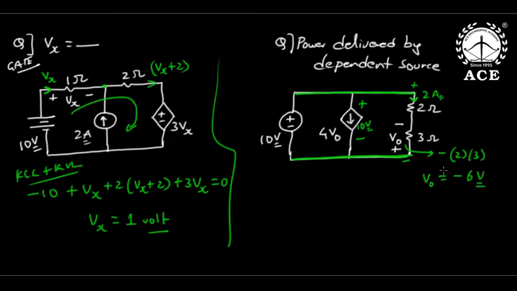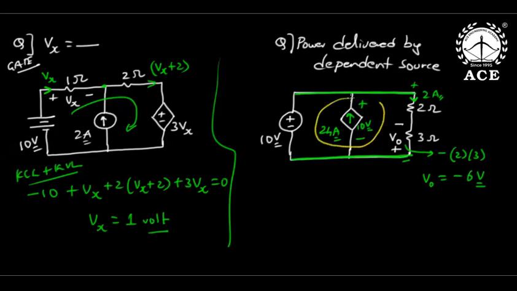So once V0 is minus 6, this is minus 24 amperes. Yes or no? When V0 is minus 6, please understand, this is minus 24 amperes down. Now listen carefully, minus 24 amperes down, I can make it 24 amperes up. Yes, I can make it 24 amperes up.